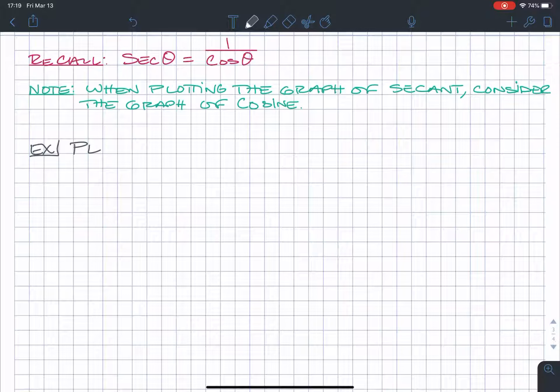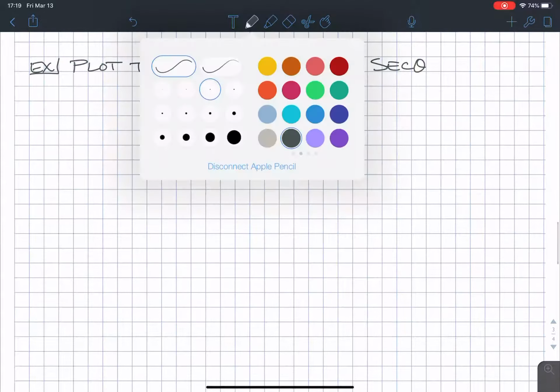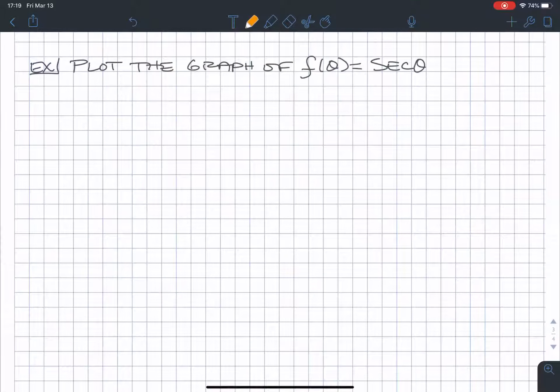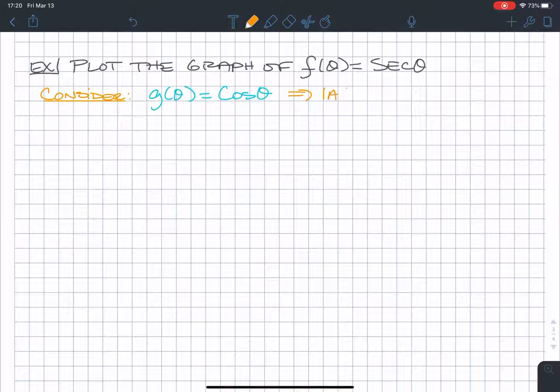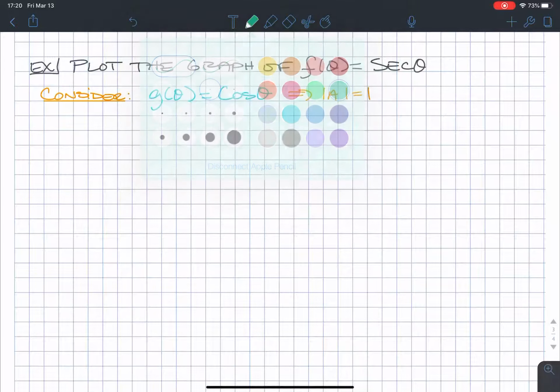So let's plot the graph of, let's do f of theta is equal to simply secant of theta to begin with. So let's consider g of theta equal to cosine of theta. Okay, so of course, in this case, the amplitude is 1, and the period is standard, 2 pi.